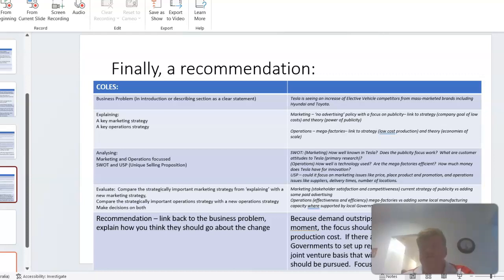So there are some ideas of just the way we can start to link our assignment together, starting with the business problem, going to key operating and marketing strategies that we'll also come back and look at in evaluating, thinking about what we've got in our SWOT that's focused on marketing and operations, and then a recommendation. So it's not just the decision. Usually we do a pretty good job of making decisions around evaluating two-sided things, but actually coming back to a recommendation.